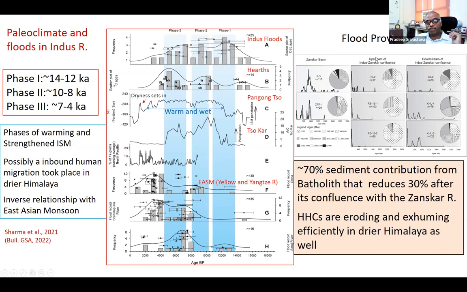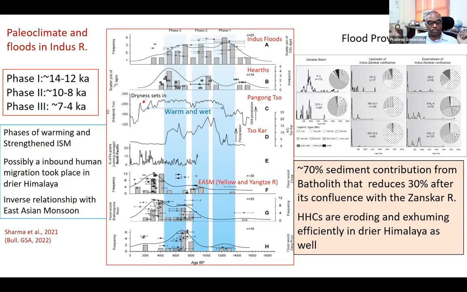Another part of this story was the provenance of the sediment. We dated a lot of detrital zircons separated from the flood deposits, and we found that the Zanskar is the major contributor of flood sediments in the flood deposits. Therefore, the hotspot of erosion in the upper part of the Indus catchment lies in the Zanskar, in the Higher Himalayan Crystallines itself. This is a very important conclusion to be confirmed. We all know that in the better part of the Himalaya, it is the Higher Himalayan Crystalline, the crystalline core of the Himalaya, being eroded most.